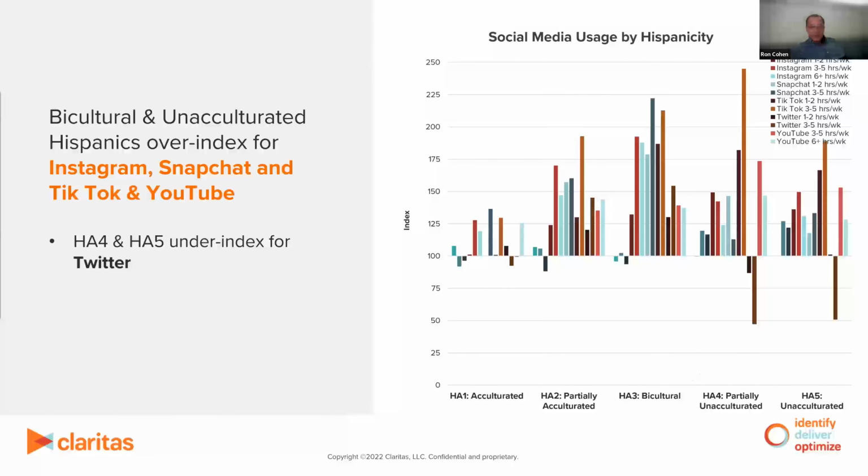Where is it coming from? This is by acculturation segment again, and you can see real clearly where it's coming from. It's coming from the bicultural and unacculturated Hispanics. They're not on Twitter, but they're very heavily on Snapchat, on TikTok, on Insta, and on YouTube. Right? HA1s, highly acculturated Hispanics, they're a little above average, but for the most part, they're behaving like the general market in social media.